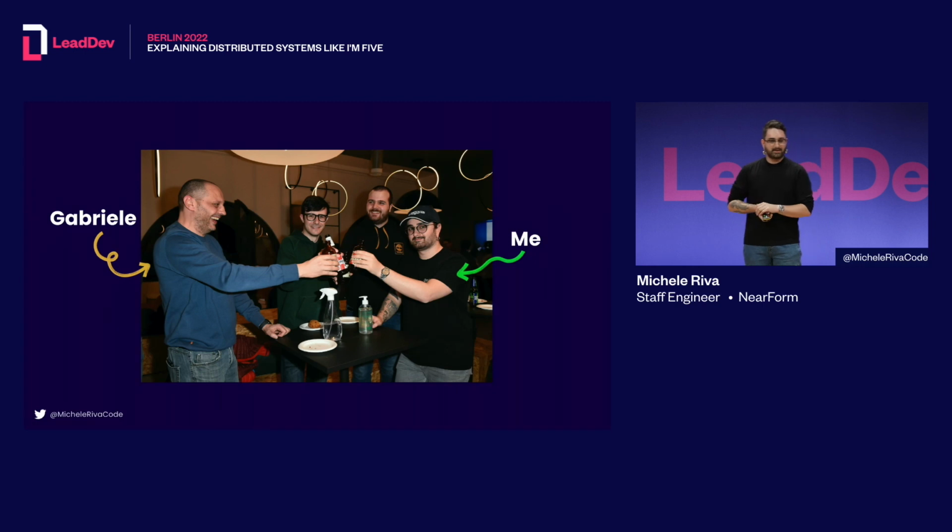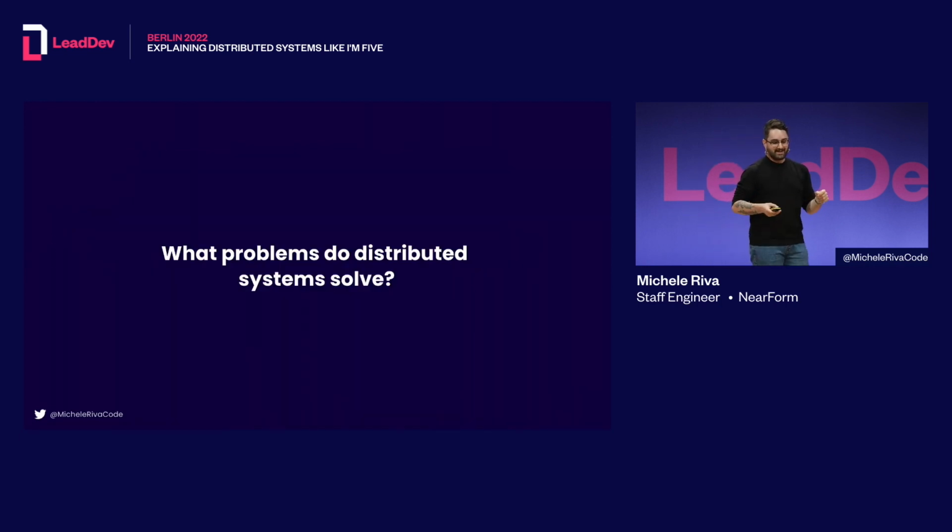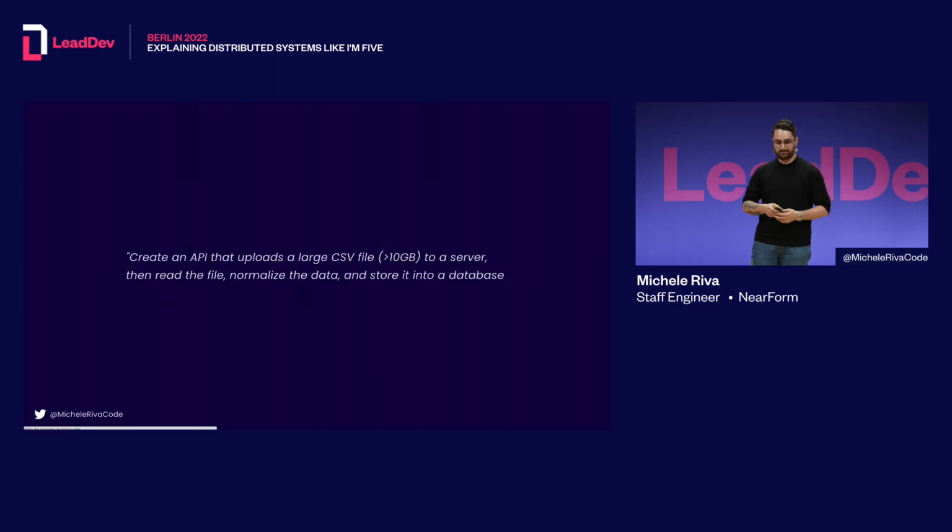This is me with Gabriele, dear friend of mine and staff engineer at VMware in the RabbitMQ and Kubernetes teams, one of the best engineers I've ever met in my life. And we came up with the following idea. A very, very simple question. What problems do distributed systems solve? Okay, not so easy, but let's make an example.